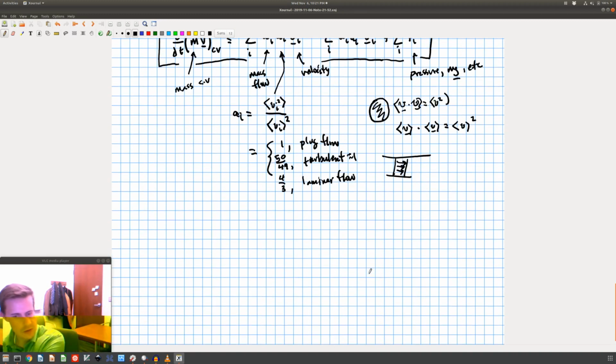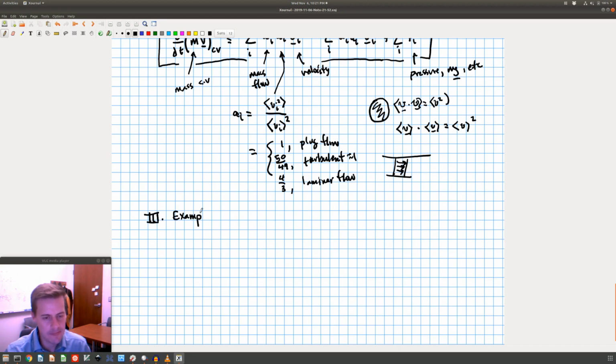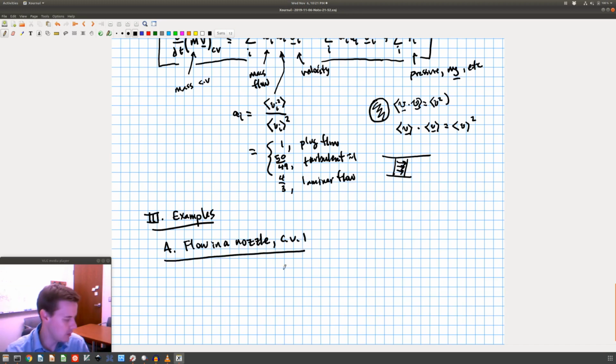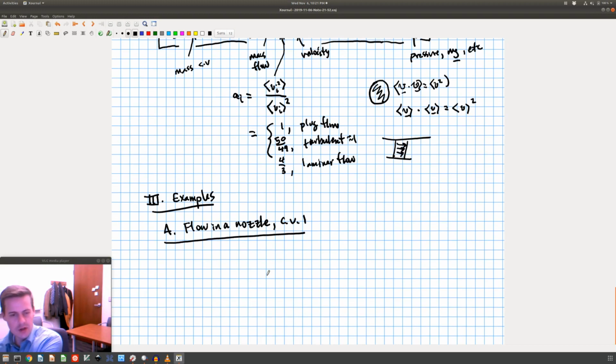So I've talked a lot, but let's get to a couple examples. So 3 is examples. All right, so example A, I'm going to do a flow in a nozzle, which control volume 1 is what I'm going to call it. So flow in a nozzle. Let's draw, I'm going to add a new page here.